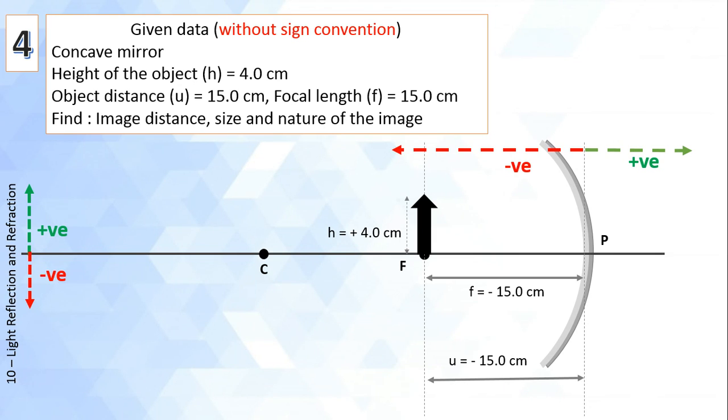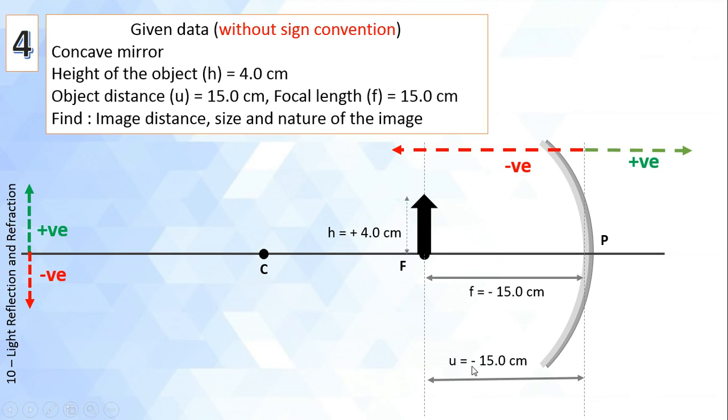In the rough diagram, I place the object at focal point because they give 15 centimeter. The focal length is also 15. Now height of the object is plus 4.0. The focal length is minus 15.0 centimeter because it's on the negative x-axis. In the same way, object distance is minus 15.